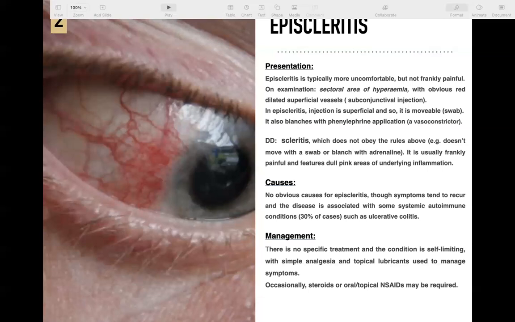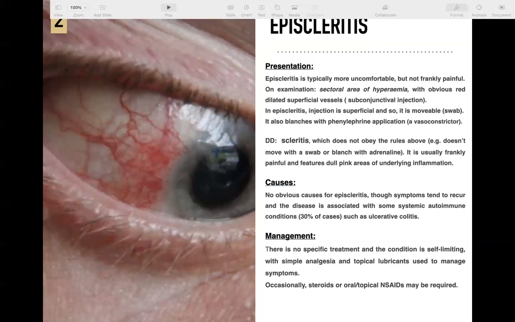Causes of episcleritis: it's not obvious. There are no obvious causes for episcleritis. Though symptoms tend to recur, and the disease is associated with some systemic autoimmune conditions in 30% of cases, such as ulcerative colitis. So I consider that episcleritis is one of the autoimmune signs in the eye for autoimmune diseases elsewhere, like ulcerative colitis, like ankylosing spondylitis, like the autoimmune inflammatory joint diseases.